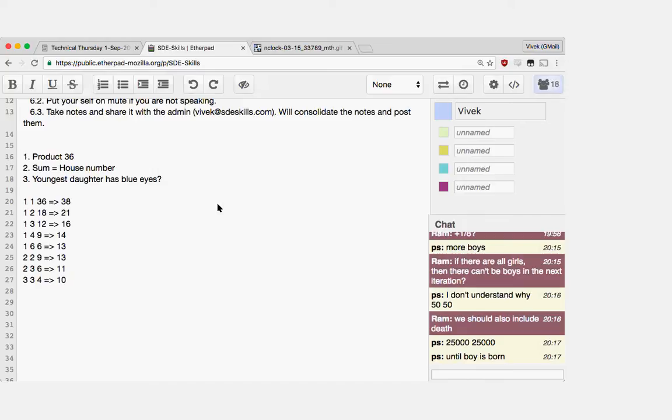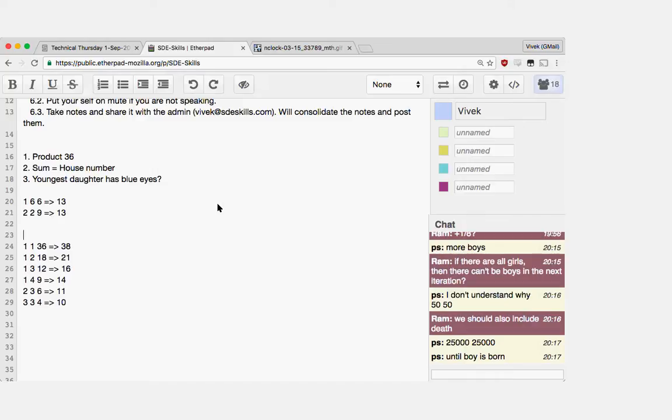Now if the sum is the house number, presumably he knows the house number. If he knows the house number, he will be able to figure out the answer, unless the house number is 13. 1, 6, 6 and 2, 2, 9 both sum to 13. That's why he's not able to find out. That is the only case where the repetition happens.